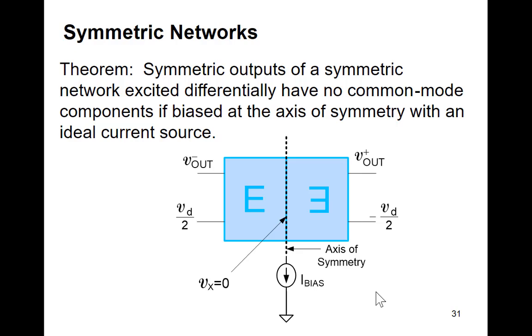Is that clear? If these voltages go up and down, common mode excitation, and this current is fixed on the axis of symmetry, that means these currents are going to be fixed. If these currents are fixed, these voltages can't change. So that's what this theorem says.